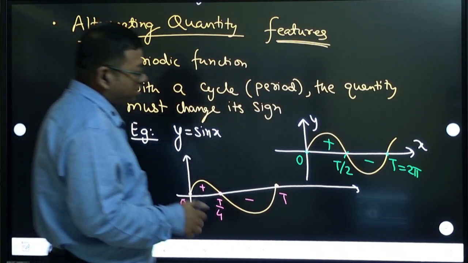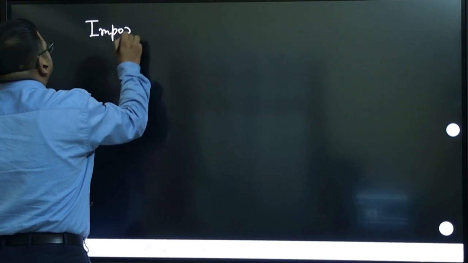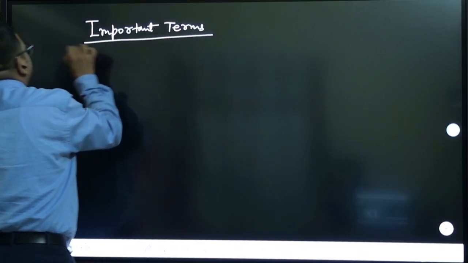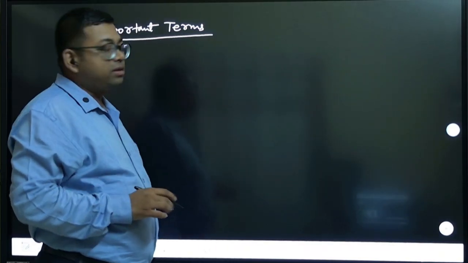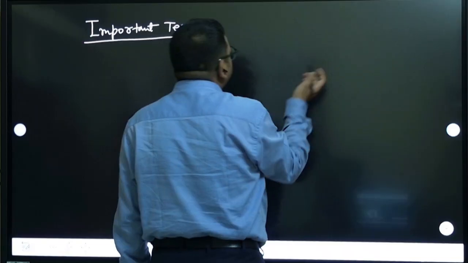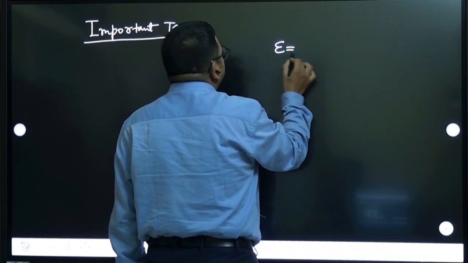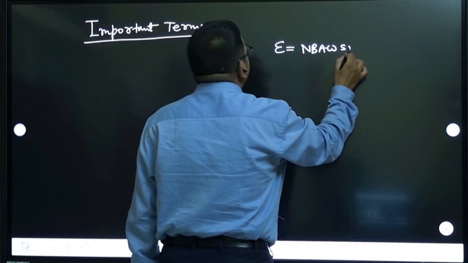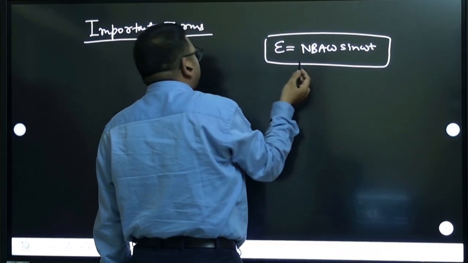Let us move next. Next is important terms. Suppose there is a quantity which is alternating, and the most classical example is the sinusoidal function. So you have studied in EMI this formula of NBA omega sin omega t. Remember, this formula is the induced EMF formula.